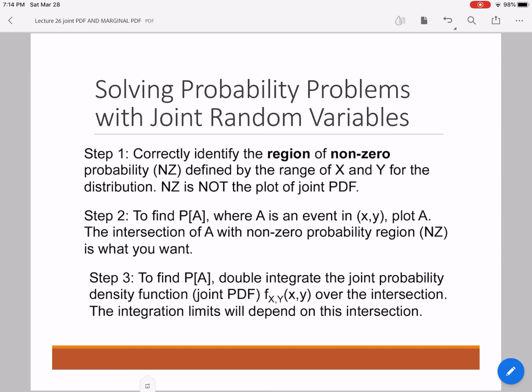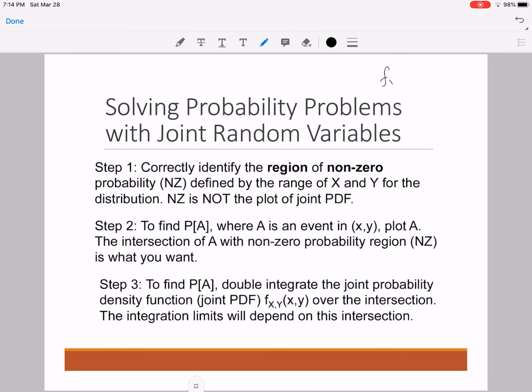The very first step is to plot the region of non-zero probability. Now, understand that the region of non-zero probability is not the plot of the probability density function. It is the plot for that region over which the probability density function is non-zero. Almost every time your joint PDF is going to be specified something like this. f of x comma y is some function g of x comma y for a region h of x comma y. It is zero otherwise. This region h of x comma y is the region of non-zero probability.